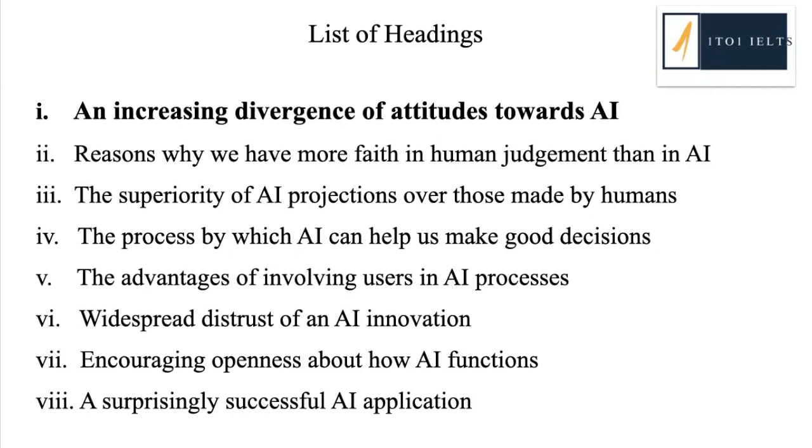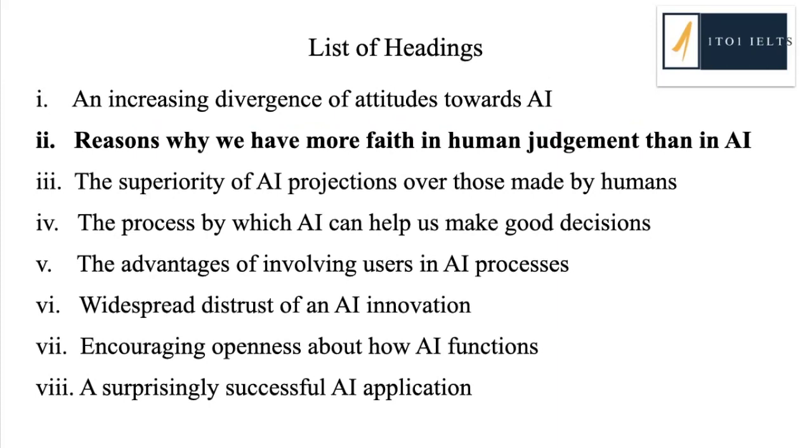The first heading we come to here says an increasing divergence of attitudes towards AI. So in my opinion, the key words here, we've got increasing. That means something's going up. There's going to be more of it over time. Divergence. The divergence is when something is becoming different. Attitudes, we are looking at how people feel about something. And AI is artificial intelligence.